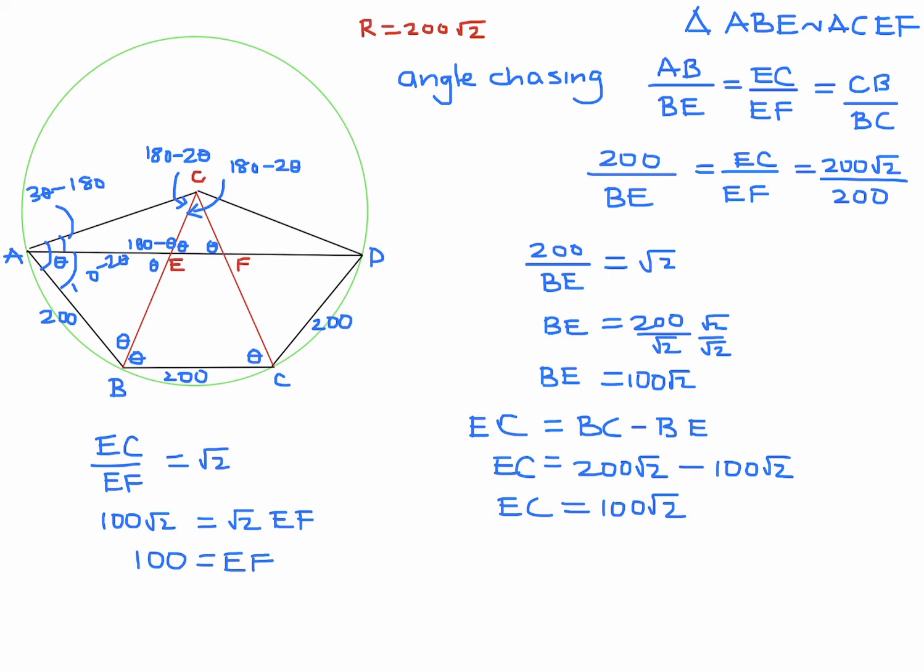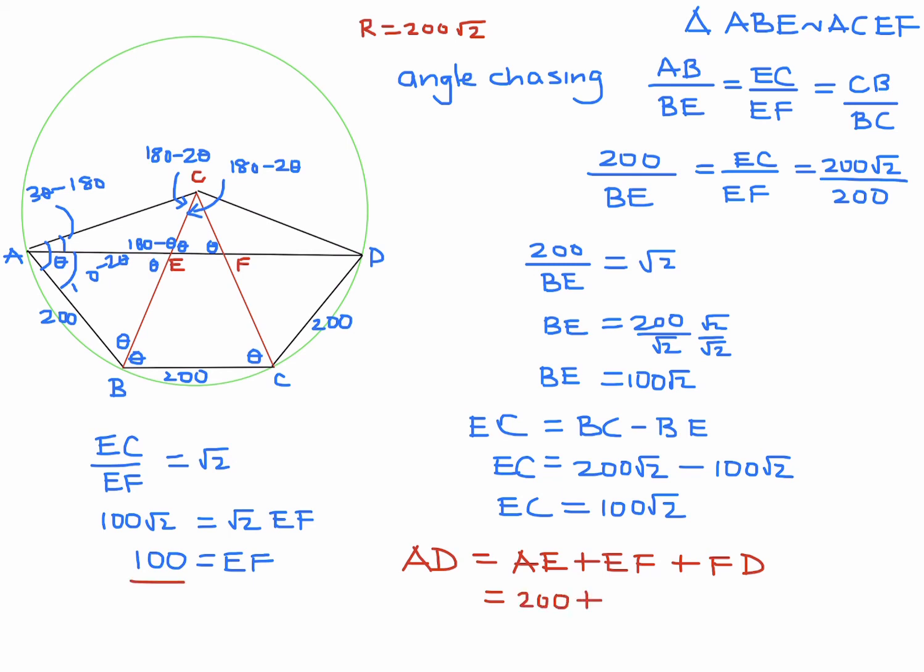The question asked us to figure out the length of the fourth side of that quadrilateral, and that is AD. Well, AD looks like it's equal to AE plus EF plus FD all the way across. AE is from here to here, which is the same as from here to here, since that was isosceles, since these two angles were the same. So that means AE is the same as AB, which is 200.